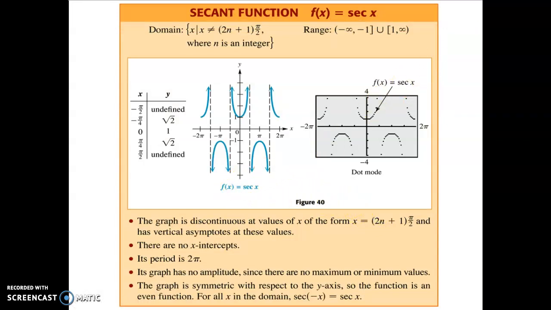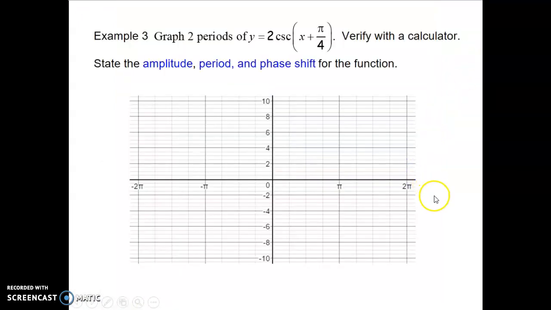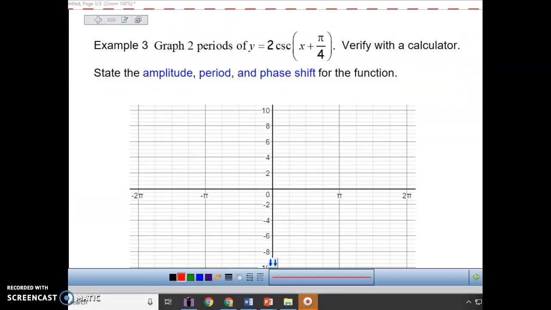Okay. All right, so secant, same type of thing. We'll use the quadrantal angles for this one as well. So 0, 1, pi over 2, undefined. We'll do pi, 3 pi over 2, and 2 pi as well. Okay? And I'll fill those in when I do a secant graph, which is going to be on our next example. Oh, I lied. It's a cosecant graph. All right. So for this one, it says to graph 2 periods, and then we would use Desmos or a calculator to verify our answers.